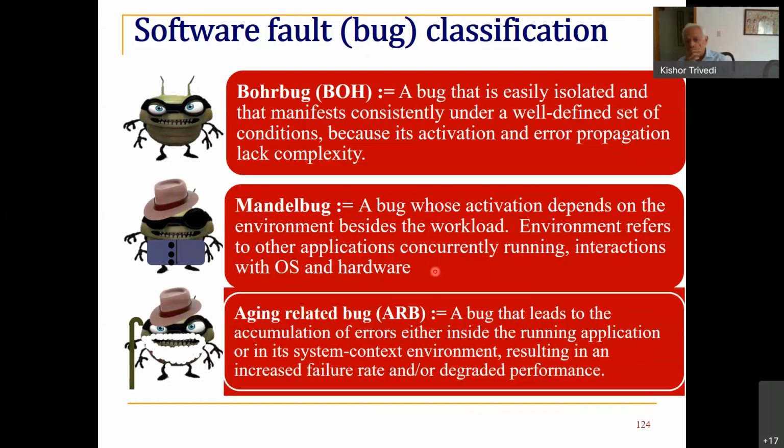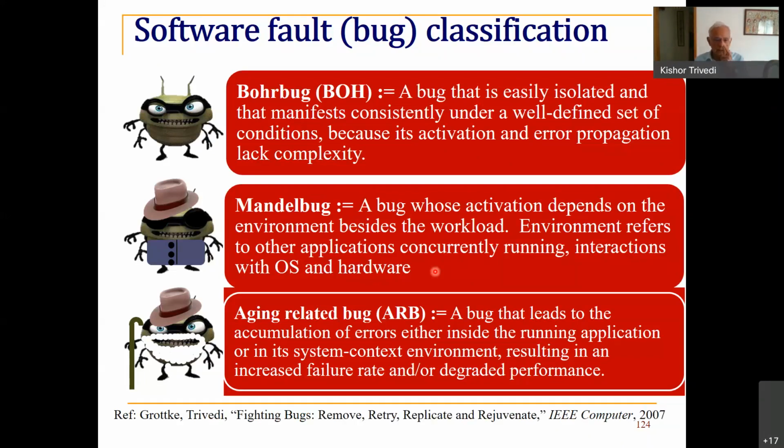And one other type of bug that we have discovered that is relevant is what we call aging-related bug, a bug that leads to an accumulation of errors either inside the running application or in its system context environment, resulting in an increased failure rate or degraded performance. That is, software appears to age just like hardware, and therefore preventive maintenance, which we call software rejuvenation, is possible to help improve system availability and system reliability against software bugs.